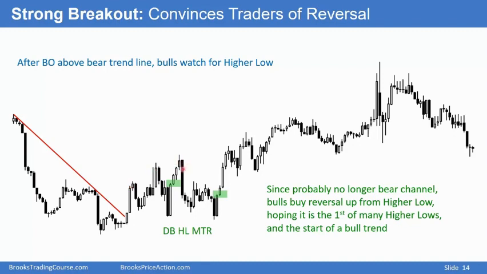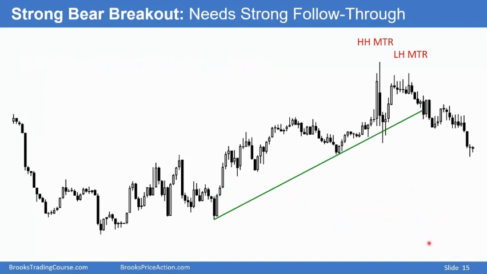And you can see a lot of the bulls gave up here. They bought again here, and this time they got a swing up and a series of higher lows. Here, here, here, even here. We have a bull trend. We have a bear break below the trend line. We have another bear break below the trend line here. This is a lower high major trend reversal.